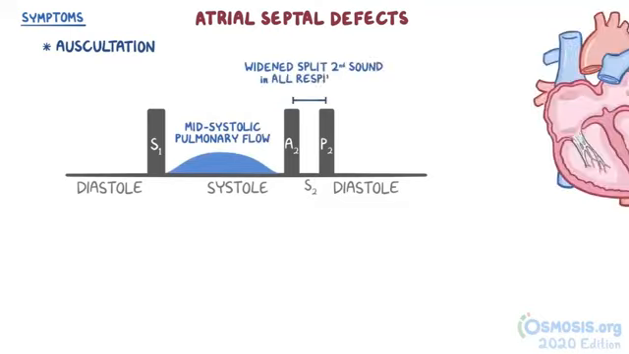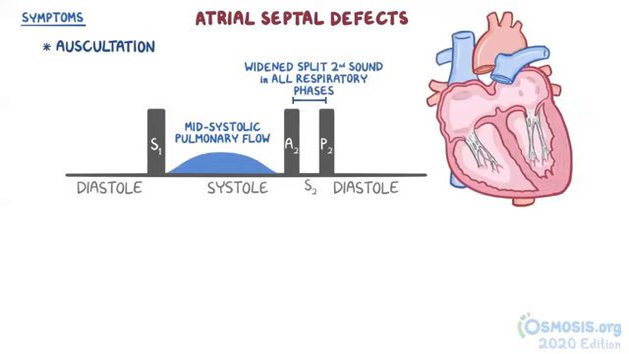On auscultation, characteristic findings include a mid-systolic pulmonary flow or ejection murmur accompanied by a wide-split second heart sound in all respiratory phases, because the extra blood return during inspiration gets equalized between the left and right atria. The widening of the split is due to prolonged emptying of the enlarged right ventricle, which delays pulmonic closure.